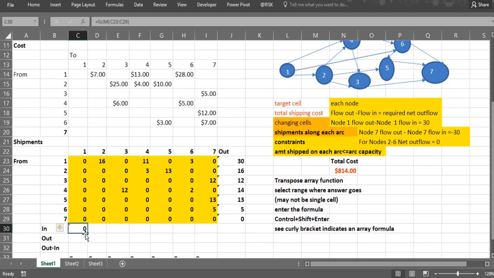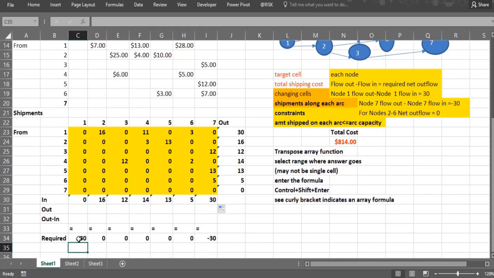Okay, now we want flow out minus flow in for each node, and they must equal 30, which is the flow out of node 1. The flow out of node 7 is minus 30, and for intermediate nodes, flow out minus flow in is 0. Now I need to flip this on its side here.